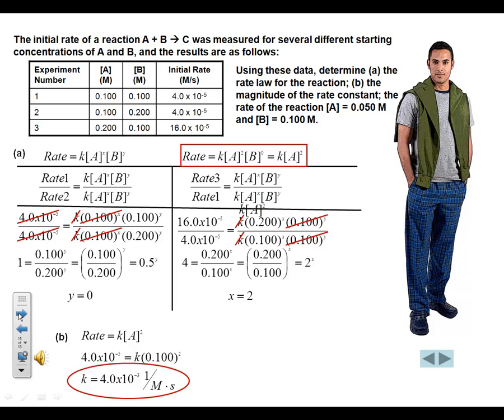Finally, in part C, we will use the rate law and the new concentrations given to find the initial rate for the reaction.